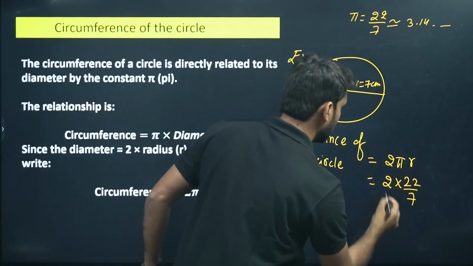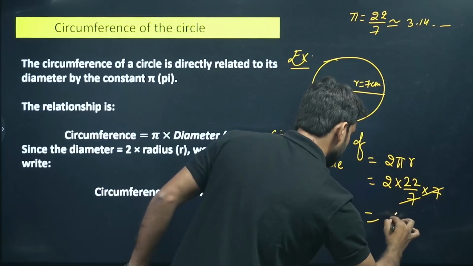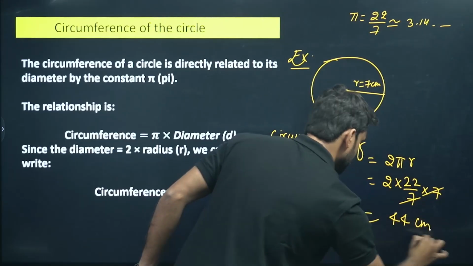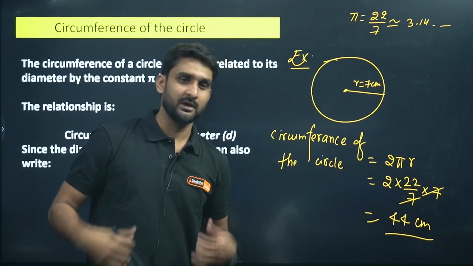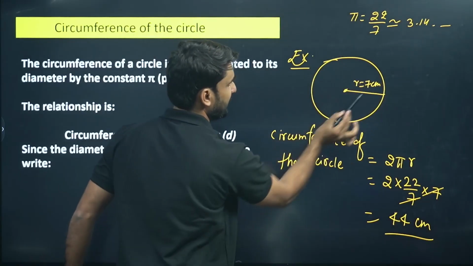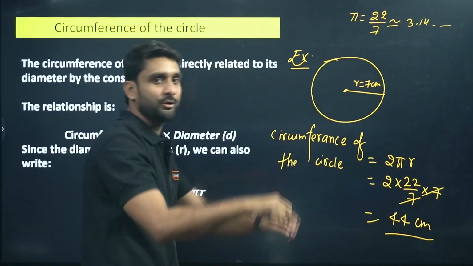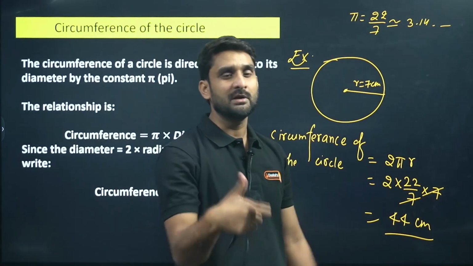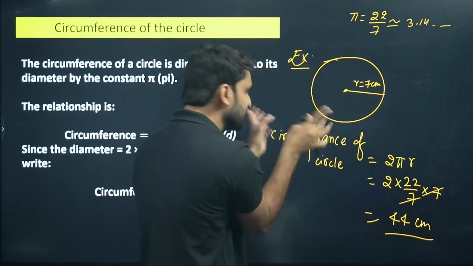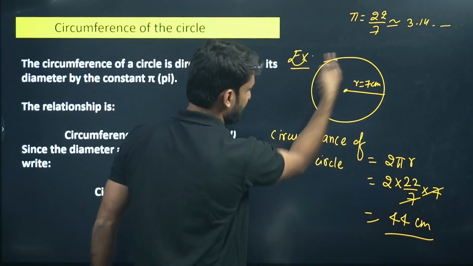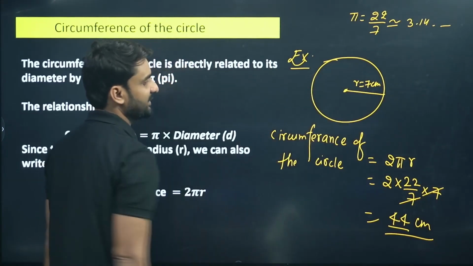So how can we calculate it? 2 by pi, 5 by 4, radius is 7 here. So 7 cancels, and that will be 44 centimeter. The circumference of the circle will be 44 centimeter. If there is a park of radius 7 centimeter and I want to fence this park with iron wire, what should be the length of total iron wire so that this park can be fenced? The length of the iron wire should be equal to 44 centimeter. So this is the length of the boundary of the circle.